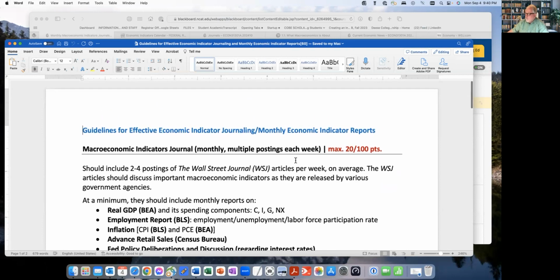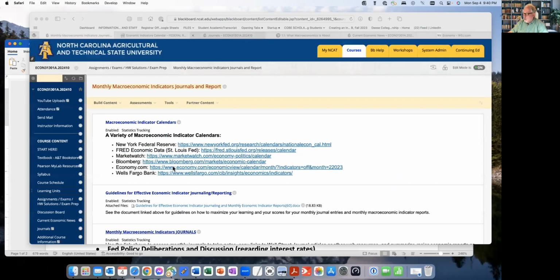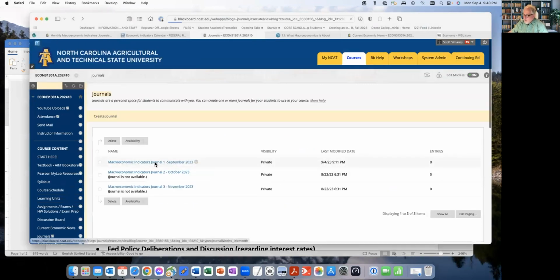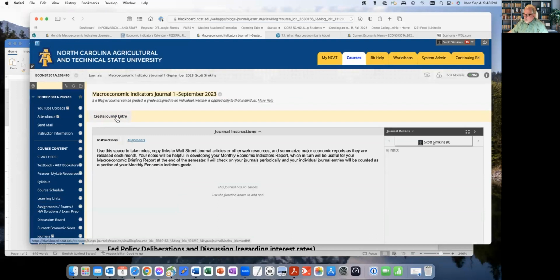All right, let's go back to the journals. You'll click on that and you will create a journal entry each time you add one of these economic indicator reports. You should include the link. You should include a little summary of what that report is saying, a few sentences, maybe 5 to 6 sentences. You're going to want to reference back to that at the end of the month, and then again at the end of the semester when we do the macro briefing report. So this is really meant to build throughout the semester.